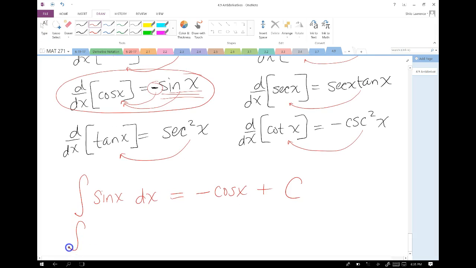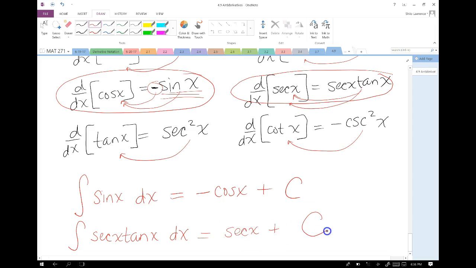And then the antiderivative of secant x tangent x dx. Who has a derivative of secant x times tangent x dx? Who does that derivative belong to? Well, it's right here. That is the derivative of secant x. And don't forget your plus c.